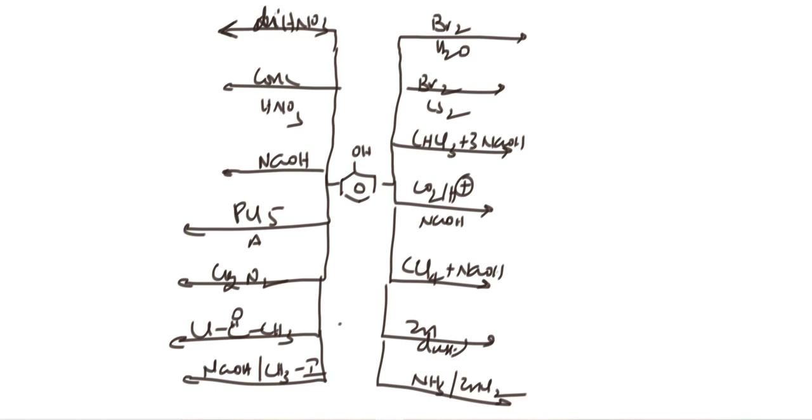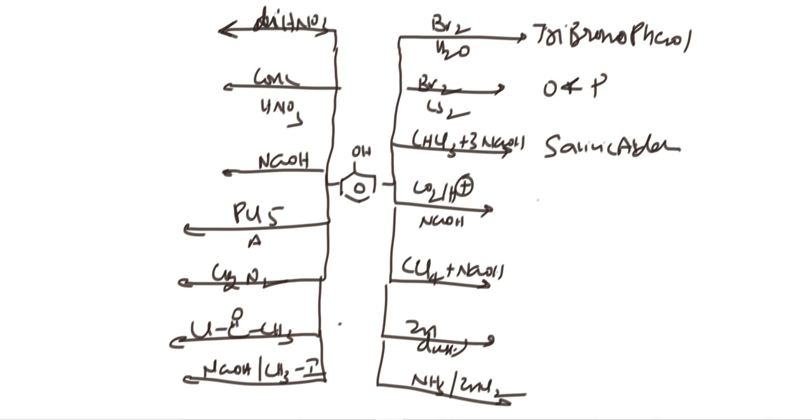Briefly, first, bromine water means tribromophenol. In non-polar solvent, you get the ortho and para products separately. This is the Reimer-Tiemann reaction. You are going to get salicylaldehyde. This is Kolbe's reaction. In both cases you are getting salicylic acid, and zinc dust means you are going to get benzene. This is the brief summary.